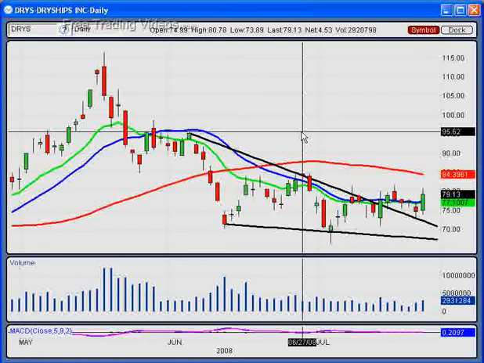Now, why DRYS? Well, one, the transportation average has been doing phenomenal the last few days, the last couple of weeks. Two, DryShips has great fundamentals. I will not trade a company, I will not even day trade a company without strong fundamentals. If you want to trade with the institutions, you have to use fundamentals, period.